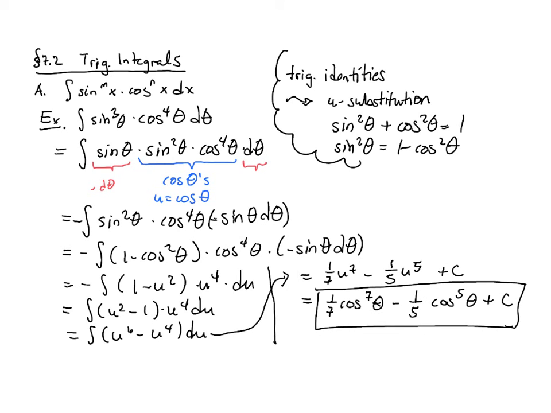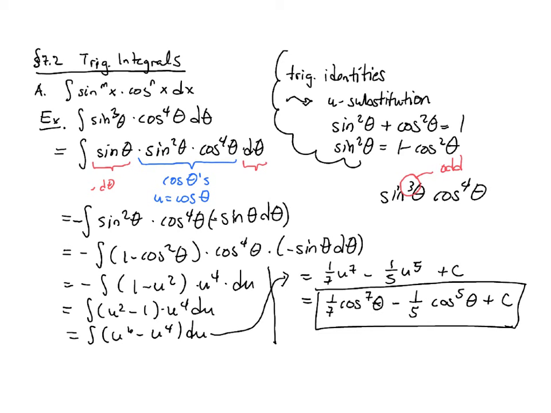Okay. Notice that what was key for this strategy to work is the fact that the exponent on the sine, exponent 3 here, is odd. That allowed me to pull apart the sine into a sine squared and a sine so that I had that sine theta d theta for my du.